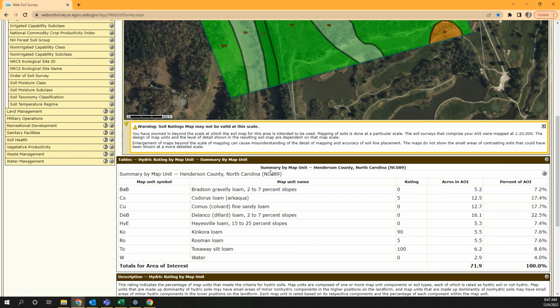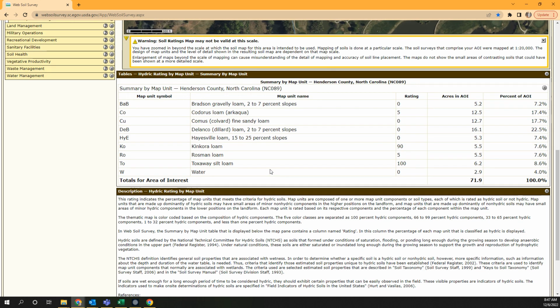If we want more information about what the hydric rating means, we can always scroll down below and it's going to give us a description. In this case, the hydric rating by map unit is going to give you a rating from 0 to 100. That 0 to 100 is the percent of that soil that is expected to be classified as a hydric soil. So in this case, we have several that have no percentage of being hydric soils, but we also have some that are very high.